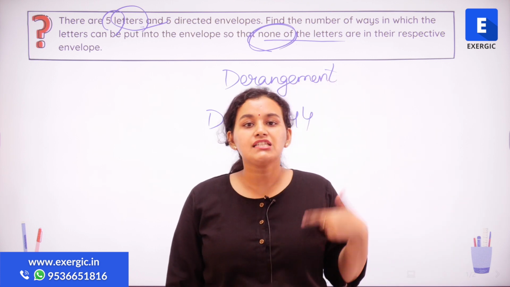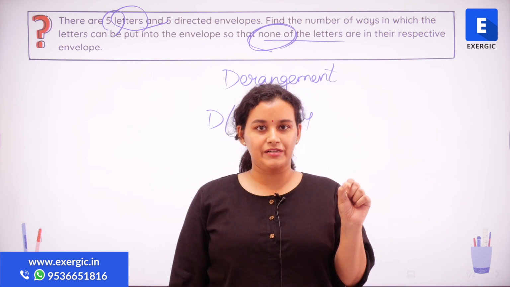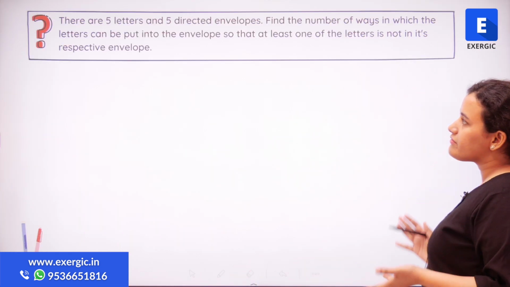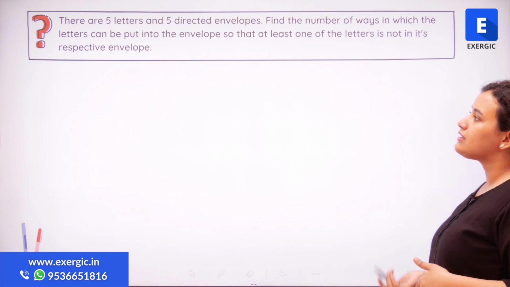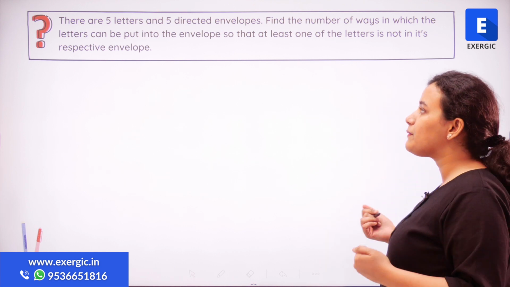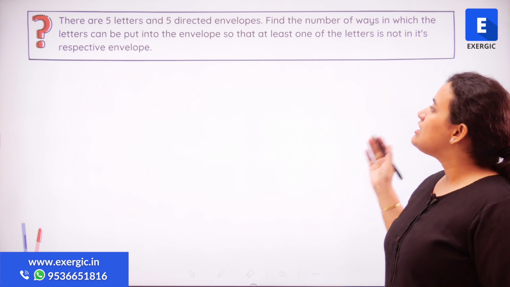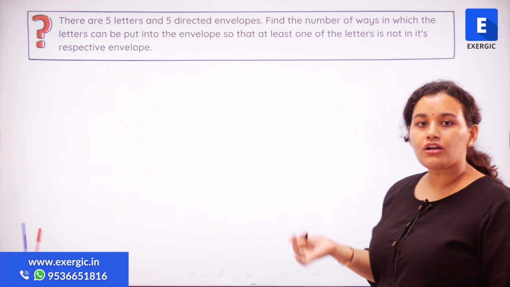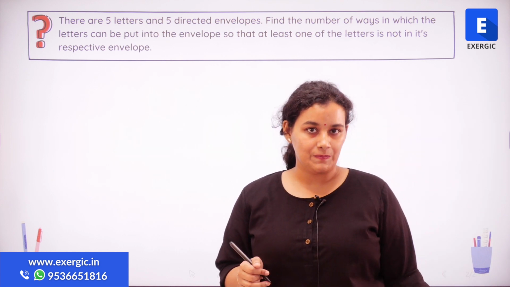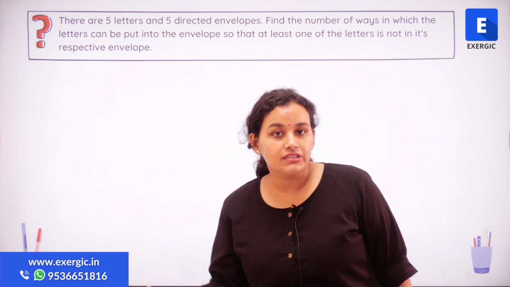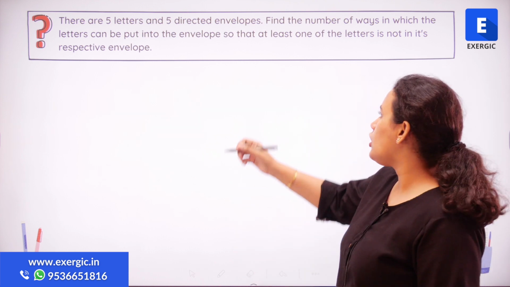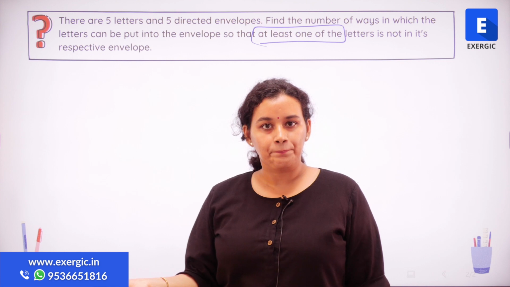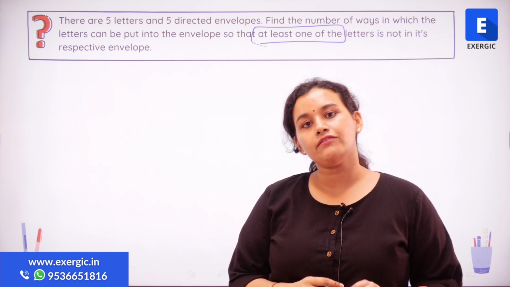However, if I change the question just a little bit, let's see what happens. It has been given that there are 5 letters in 5 directed envelopes. Find the number of ways in which the letters can be put into the envelopes such that at least one of the letters is not in its respective envelope. So instead of none of the letters being in their respective envelopes, we now have a scenario where at least one is not in its respective envelope.